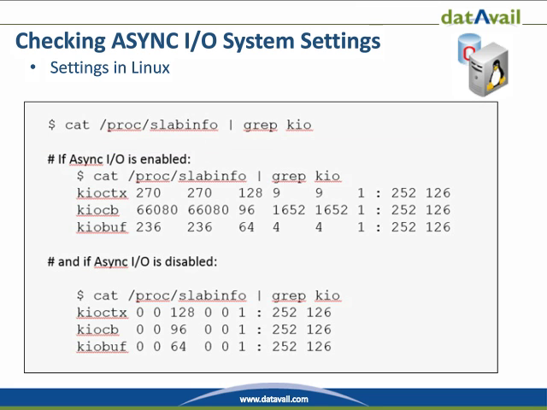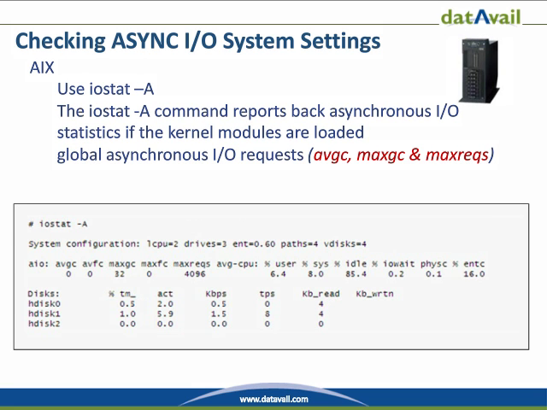Now, if you're running AIX, it's going to work a little differently. You can check this in AIX without any problem. Use iostat -A, and you're looking for the average, the max, and the max requests right here. So this is your IO, and you can see here this is 0. All right, so look and see if you have this enabled in your AIX systems.